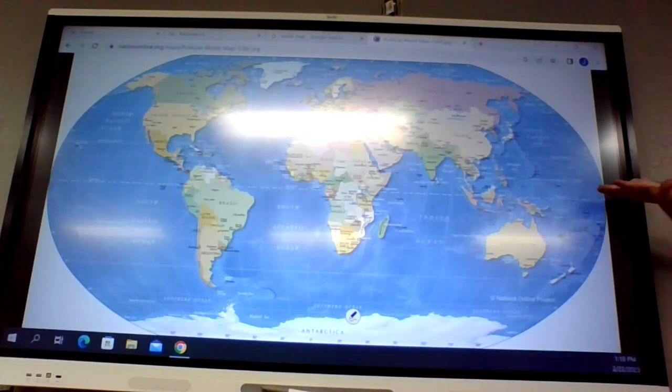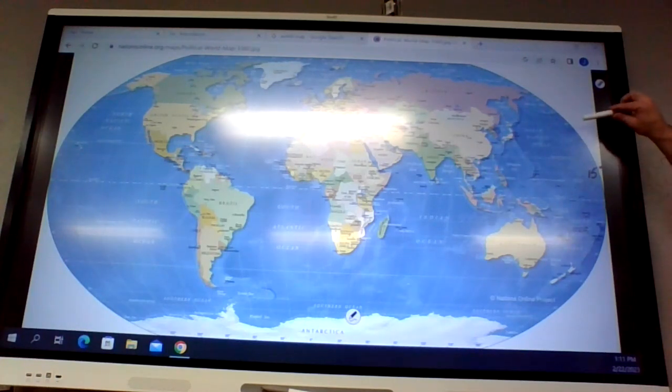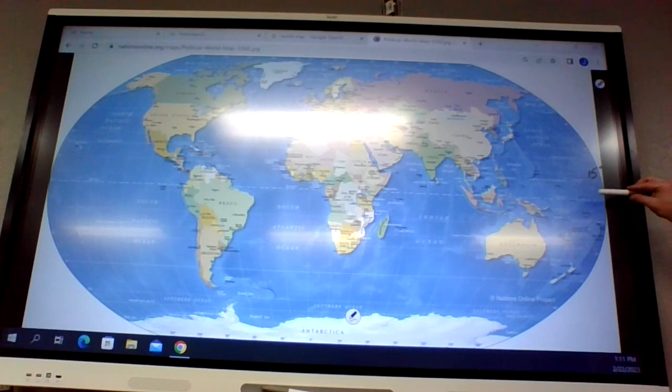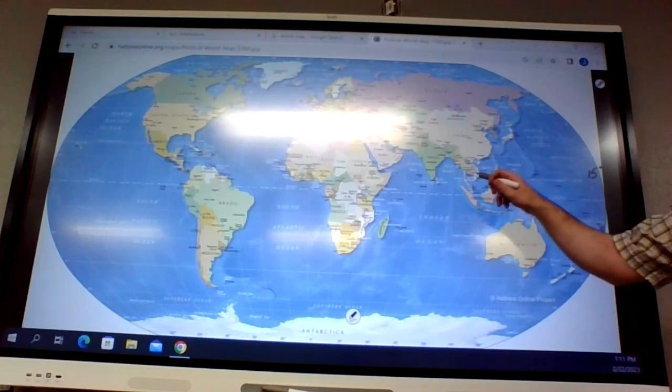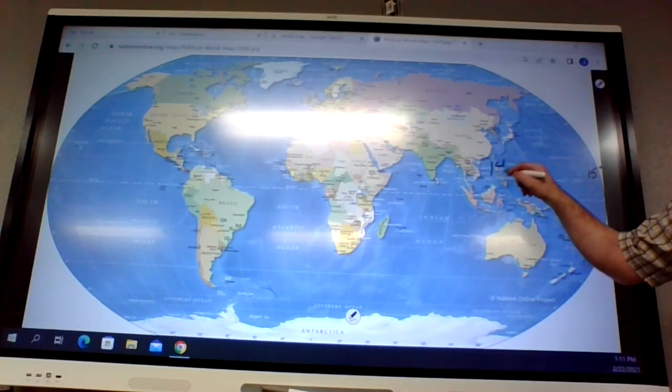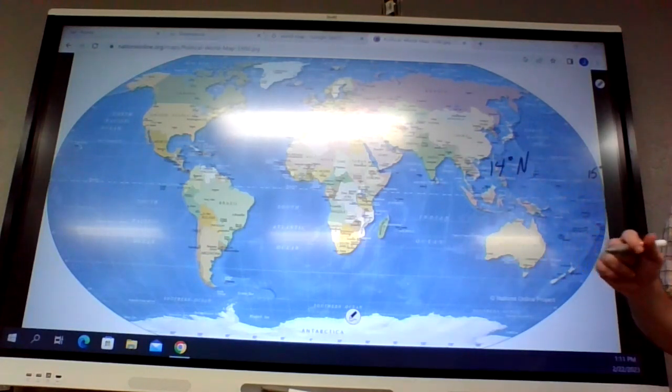So we kind of talked about that circle. This map's a little bit off. This should say 15 degrees right here. These lines are counting by 15s. It should say 15, 30, 45, 60, 75. And then it goes south, 15, 30, 45. So Bangkok, Thailand right there is about 14 degrees north.